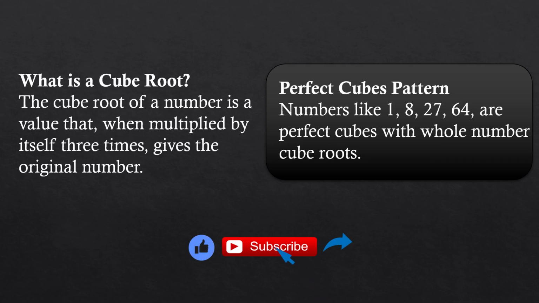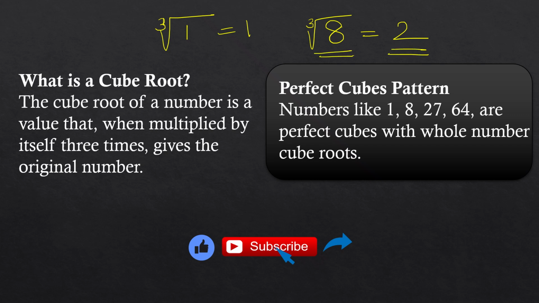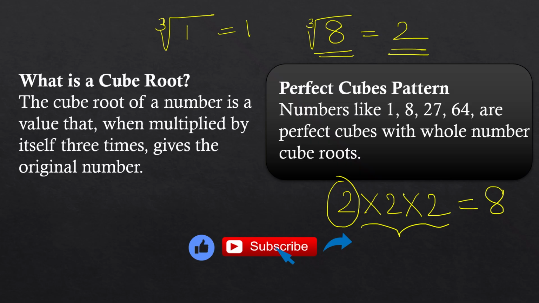So, for example, the cube root of 1 will be 1. The cube root of 8 is what? 2. So how do you know that the cube root of 8 is 2? It is like this: 2 into 2 into 2, when you do it, it will give you 8 as the answer. So when you multiply a number 3 times, it is called a cube root.